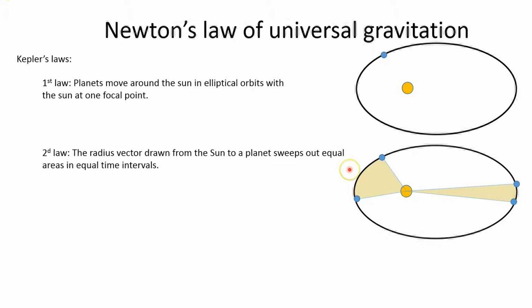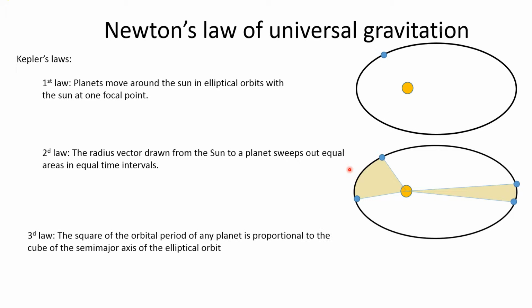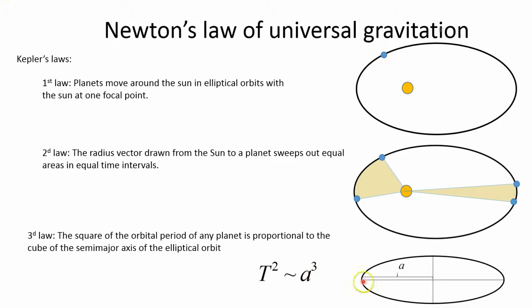And continue like that. Third law: the square of the orbital period of any planet is proportional to the cube of the semi-major axis of the elliptical orbit. So simple as this is. So the orbital period, the time for one period, we square that, and it will be proportional to the cube of the semi-major axis. The semi-major axis is this of the elliptical figure. If we cube that, then we have a proportional relation.